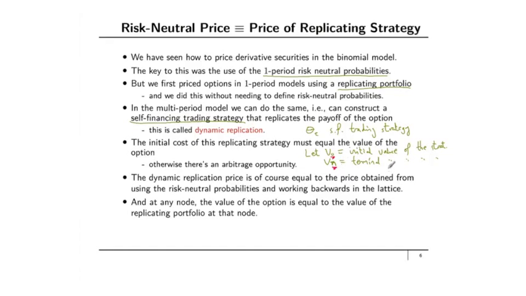So if Vn is equal to the value of an option, say at time n, Cn, then the fair value of the option at time 0 must be V0.